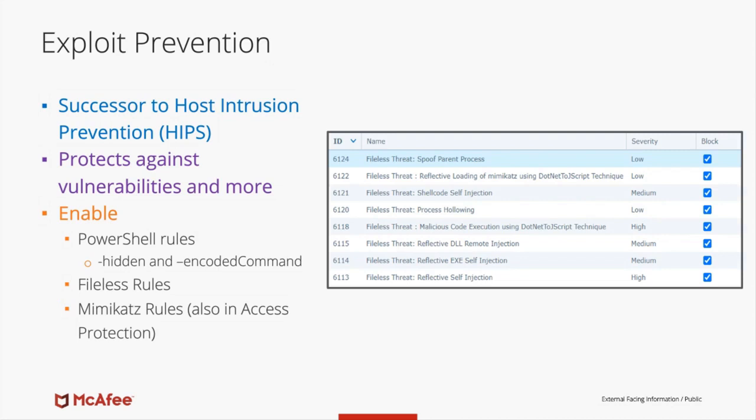The next would be the Mimikatz rules themselves. Maybe a little bit less important than the PowerShell and fileless rules, but again, in our experience, we see these be effective quite often. There are 4 Mimikatz rules you would notice in your policy itself, and don't also forget that there is a Mimikatz rule in your access protection policy that works in conjunction along with the rules that you'll find in exploit prevention.